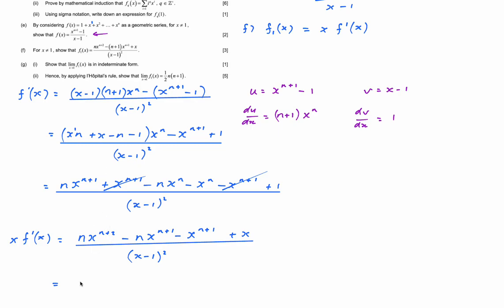This is n x to the n plus 2. Take out minus n plus 1 x to the n plus 1. That's just factorizing here, guys. Look, minus n x to the n plus 1 minus 1 x to the n plus 1, plus x, all over this, and that is what they wanted us to show. QED. Again, guys, only 3 marks and quite a challenging question. Okay, that's part F. I'll do part G in the next video.